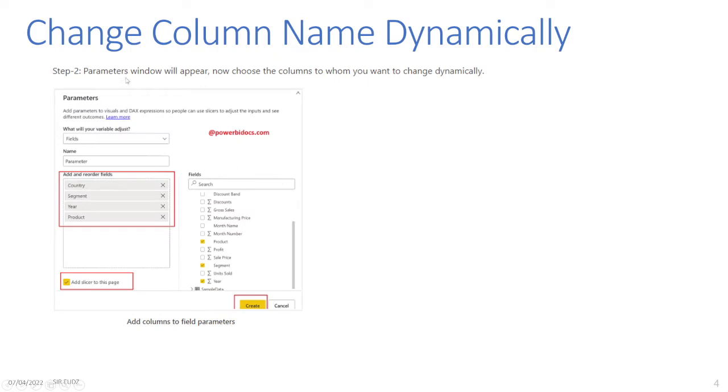Step 2, the parameters window will appear. Now choose the columns which you want to change dynamically. In this case, we have chosen product, segment, year, and country. We also add a slicer to this page, and then we click on Create.